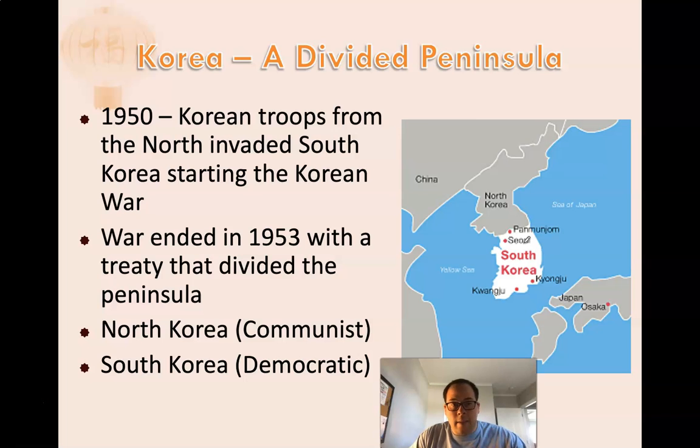In 1950, Korean troops from the north invaded South Korea, starting the Korean War. The war ended in 1953 with a treaty that divided the peninsula along this parallel here, this line here, which is very heavily fortified by the military. We remember learning about this area when we watched the Inside North Korea video earlier.